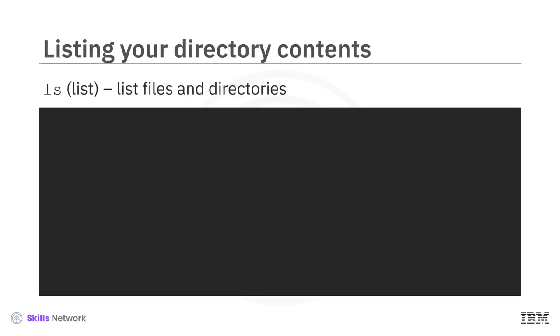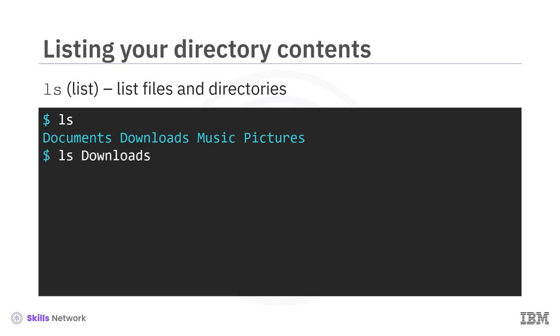The ls, or list command, will list the files and directories within a directory. If you enter ls in your home directory, you will see all the files and directories that your home directory contains. You can also pass a directory name, such as downloads, as a parameter to ls, which will list the contents of your downloads folder.